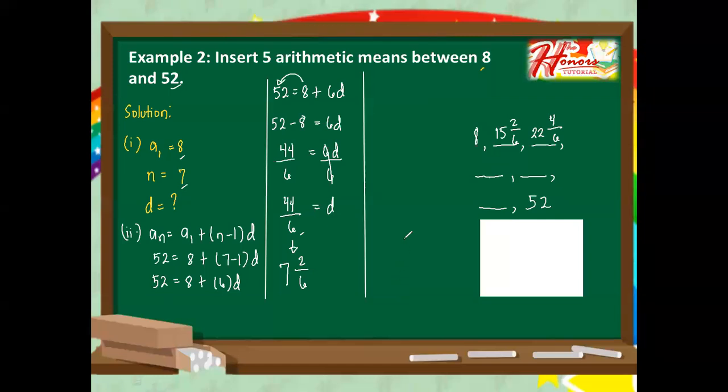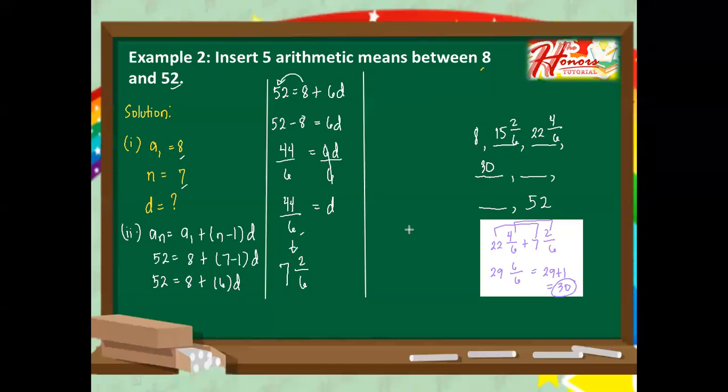Next, let's add 7 and 2 over 6 again here. So that is 22 and 4 over 6 plus 7 and 2 over 6. Add 22 plus 7, that's 29. 4 plus 2, that's 6 over 6. 6 over 6 is 1. So that is 29 plus 1. So that is 30. So the answer here is 30. See, it becomes a whole number.